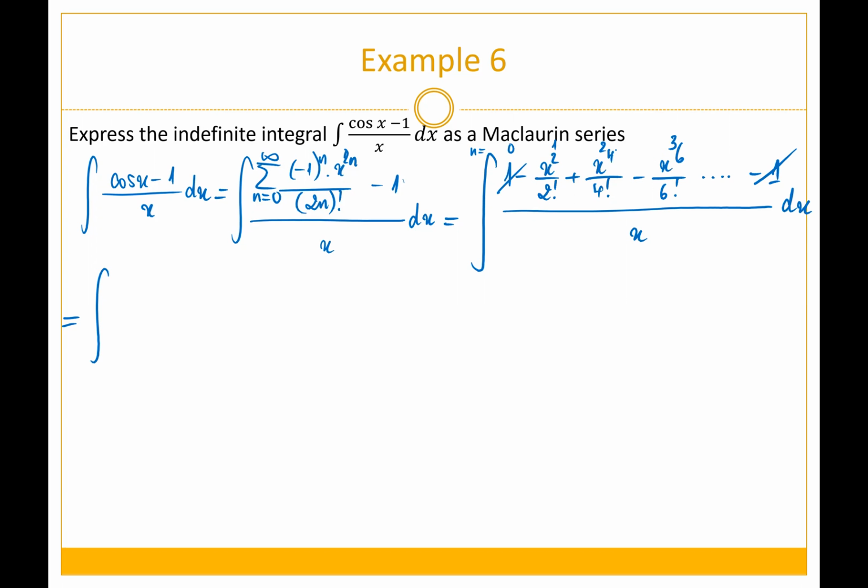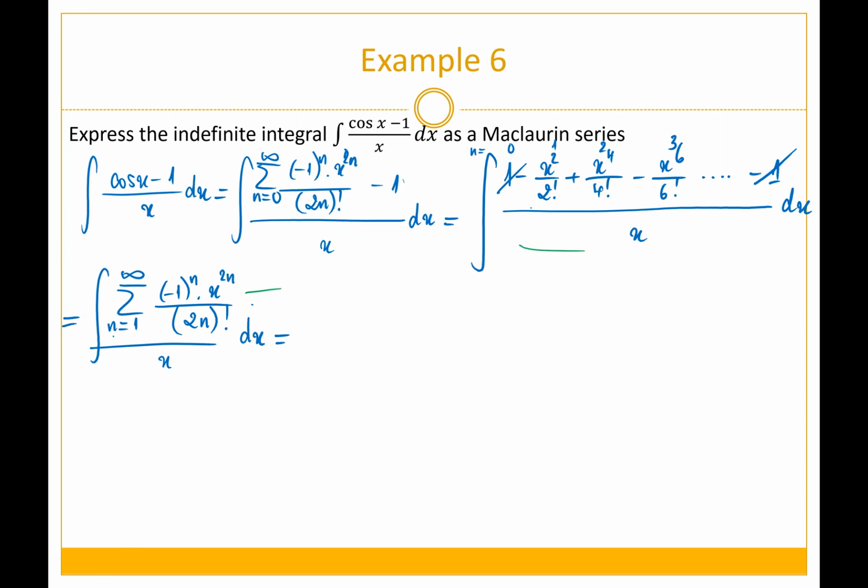So whatever terms you have left is just the same series with a different starting point at n equal to 1. So you have the series starting from n equal to 1, (-1)^n x^(2n) divided by (2n) factorial, divided by x dx. So is it clear so far how I go from here to here?